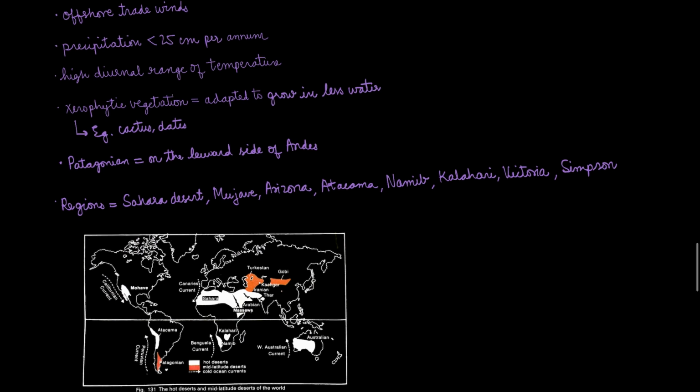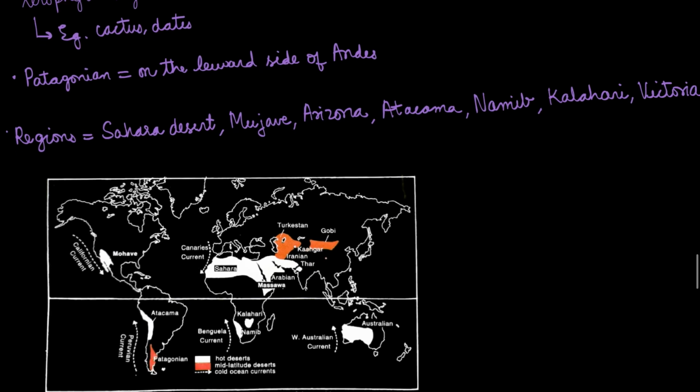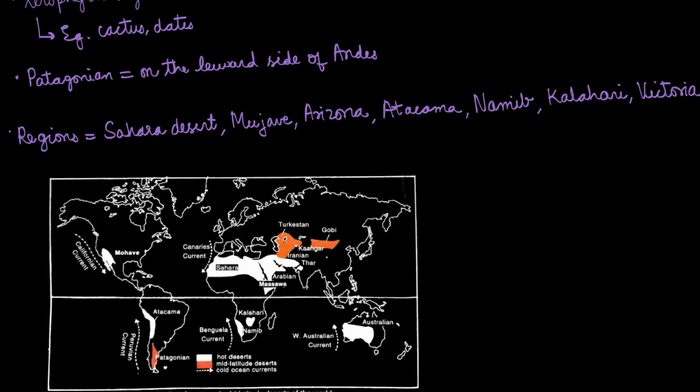So the regions which have these deserts are Sahara Desert, Mojave, Arizona. These are in North America. Then Atacama Desert in South America, Namib and Kalahari in Africa, Victoria and Simpson. So these are the desert regions. So here you can see Mojave. There is Simpson also and Sonoran also.